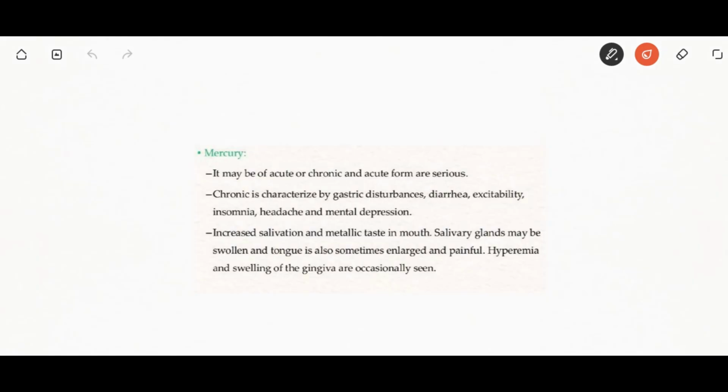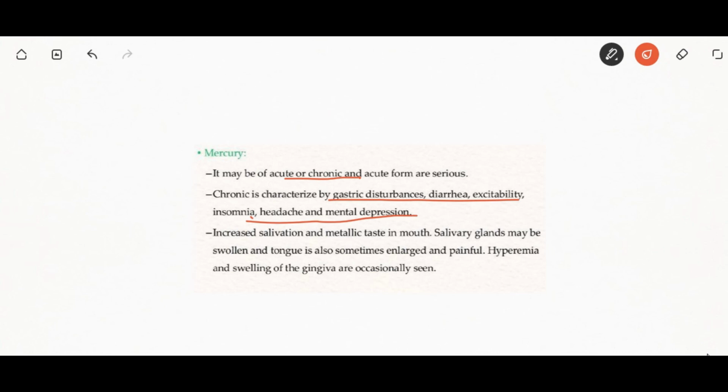Mercury poisoning can be either acute or chronic. Chronic mercurialism is characterized by GIT disturbances, diarrhea, excitability, insomnia, headache, and mental depression. There is an increase in flow of saliva, and a metallic taste in the mouth due to the excretion of mercury in the saliva. The salivary glands will be swollen, and the tongue is sometimes enlarged and painful. Ulceration on the gingiva, palate and tongue are most common.